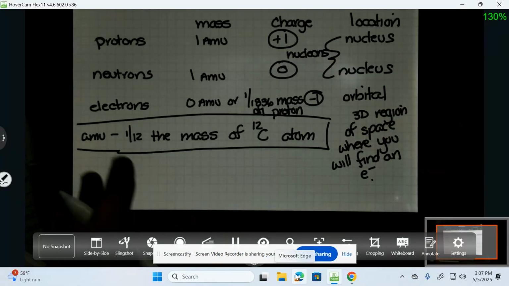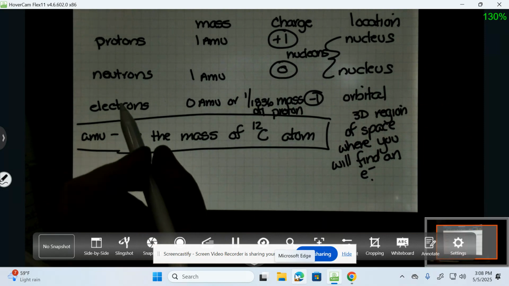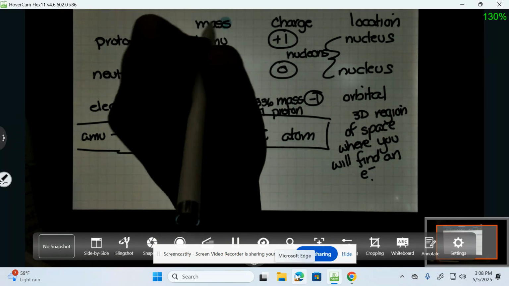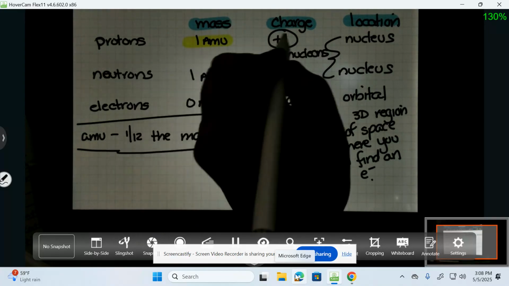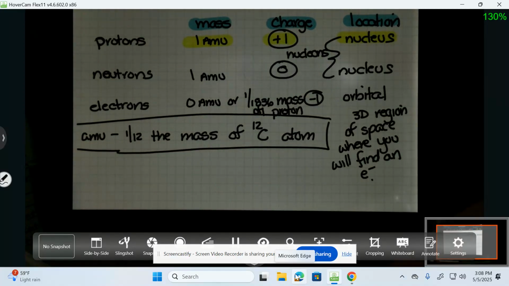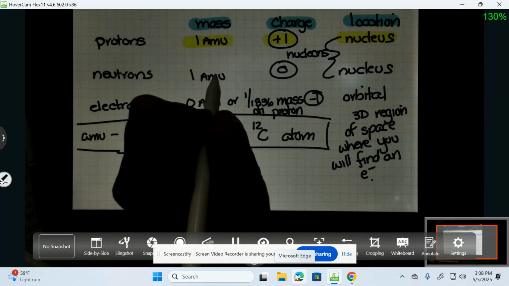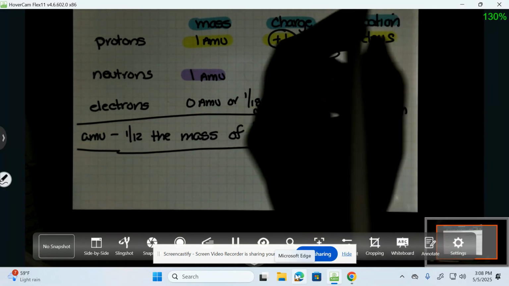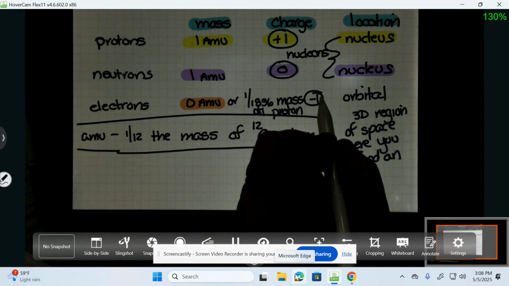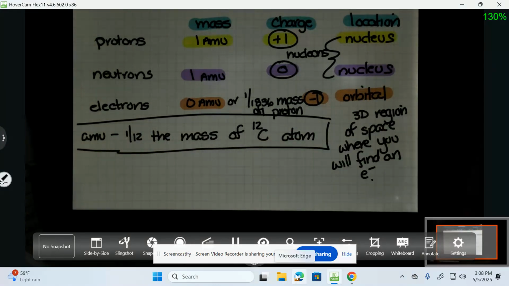Okay, so know this chart. Protons, neutrons, electrons, mass, charge, location. So the proton, one more time, is 1 atomic mass unit, positive 1, it's in the nucleus. The neutrons weigh 1, they have no charge, and they're in the nucleus. And an electron weighs nothing, it has a negative charge, and it's in the orbital.